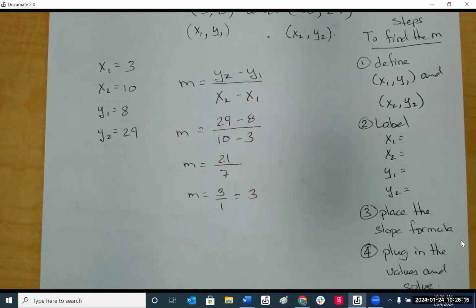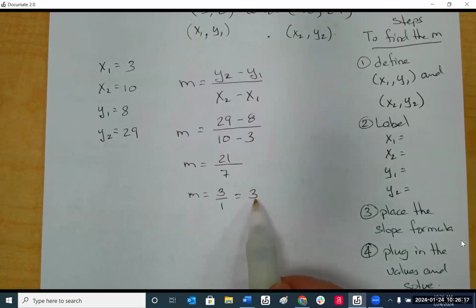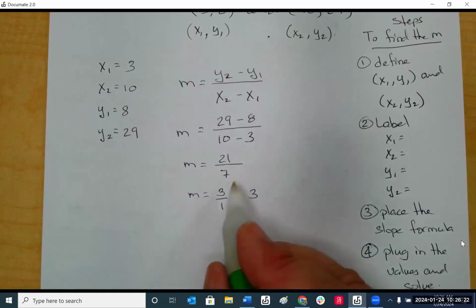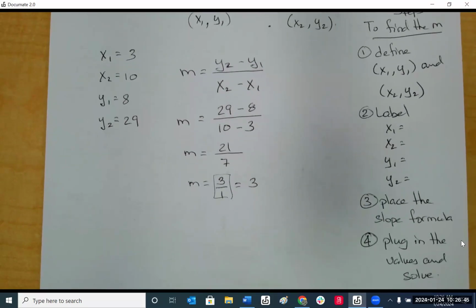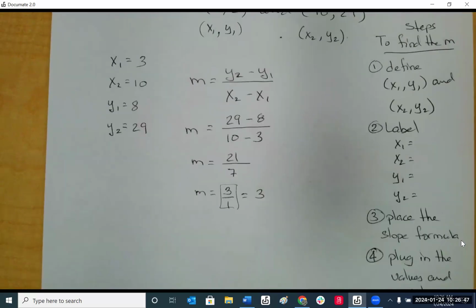You have to remember that if the slope is an integer, 3 or 9 or whatever, you have to remember that it's a fraction. When we talk about slopes, you have to have a fraction. Decimals are worthless. Why do we want fractions when we deal with slopes? Because let's look at this.